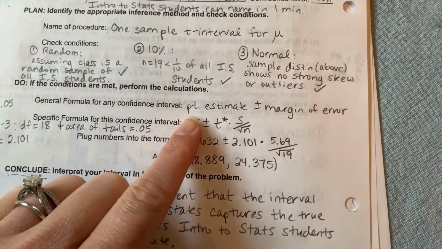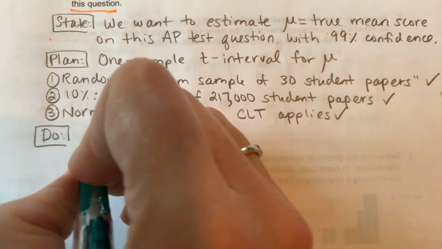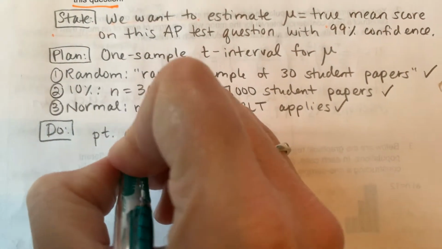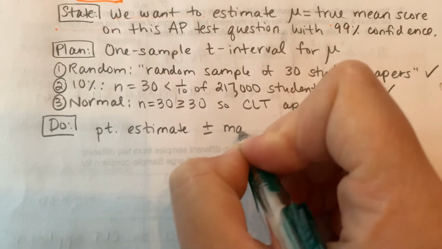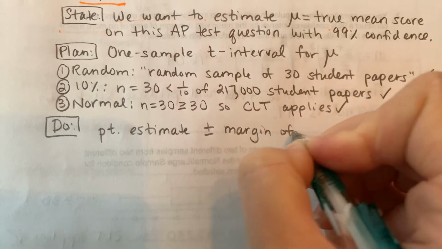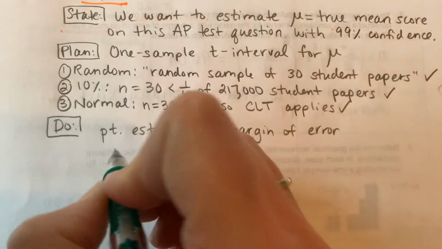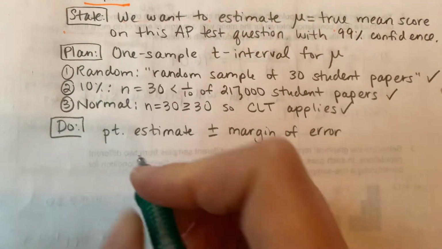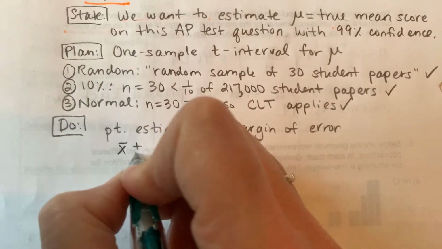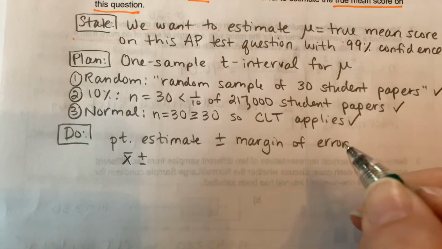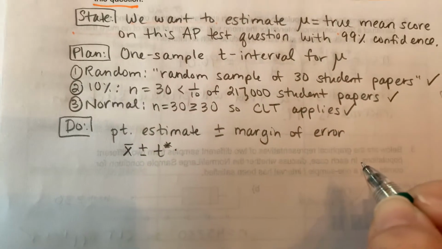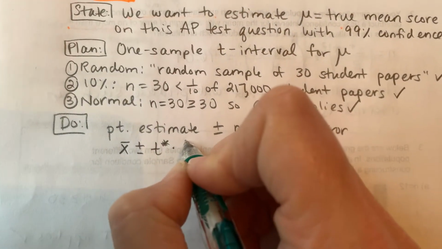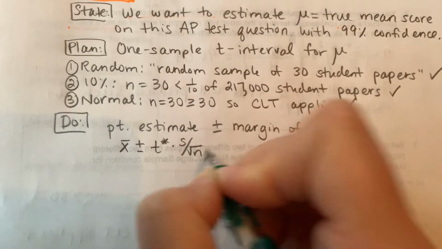So our general formula for intervals is always the point estimate plus or minus the margin of error. So we start with that, and then we fill in our specific formula. The point estimate for means is x bar, plus or minus the margin of error. That's our critical value. We have a t distribution here, so it's t star times the standard error, which we talked about earlier is s divided by the square root of n.